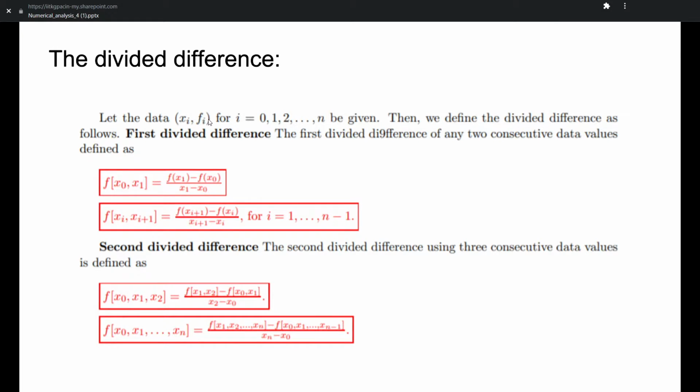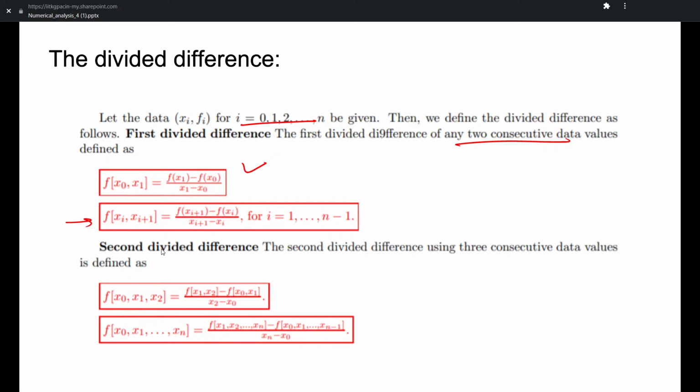For any dataset xi for i equal to 0 to n, we define the divided difference as follows. This is the expression for the first divided difference. The first divided difference for any two consecutive data values is given like this, which is basically f of x1 minus f of x0 divided by x1 minus x0. And similarly, we can have it for any two consecutive terms.